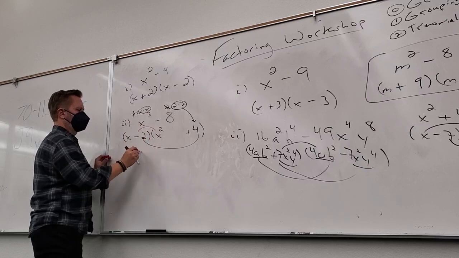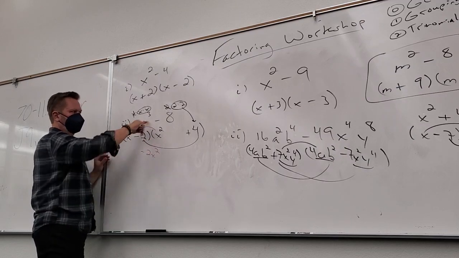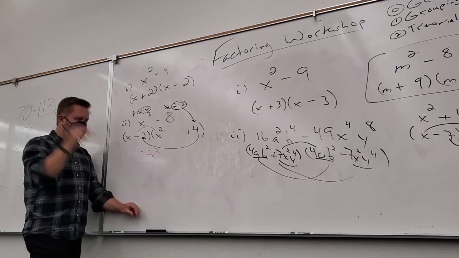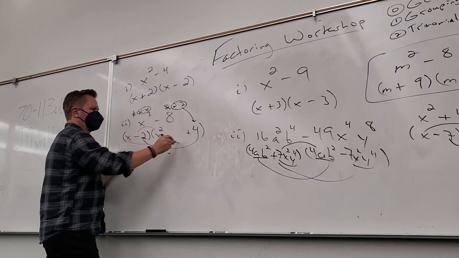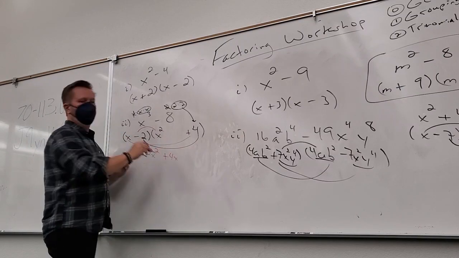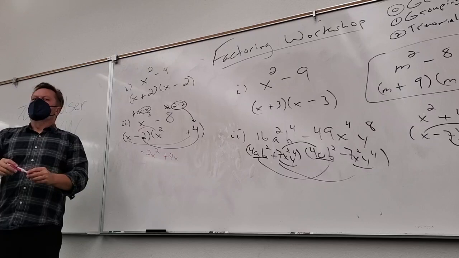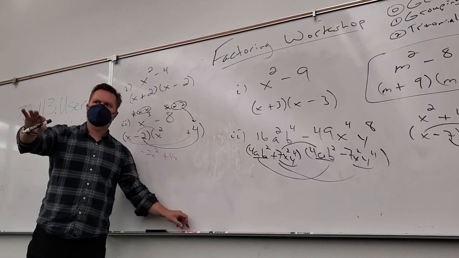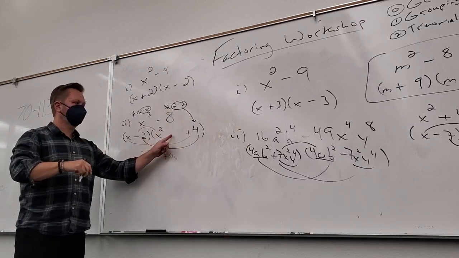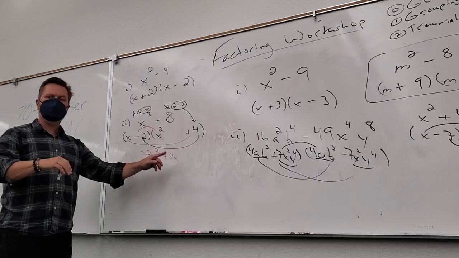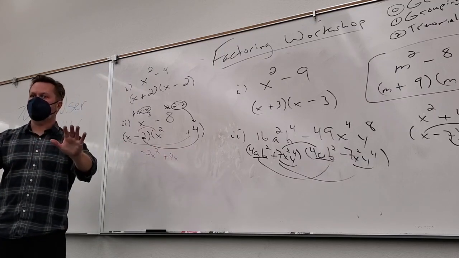negative 2x squared. Do I want negative 2x squared? Is that a part of it? And then I also get 4x. Do I want 4x? No. So I need a term here that will clean these up, that will cancel those.